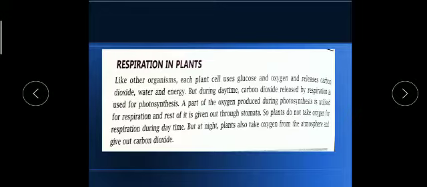But during daytime, what happens? Carbon dioxide released by respiration is used by photosynthesis. So the carbon dioxide released during respiration is used by the photosynthesis process, because carbon dioxide is one of the important factors for photosynthesis.